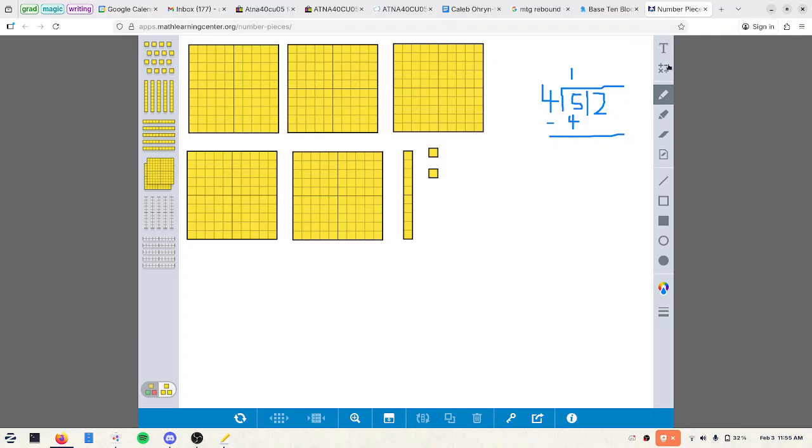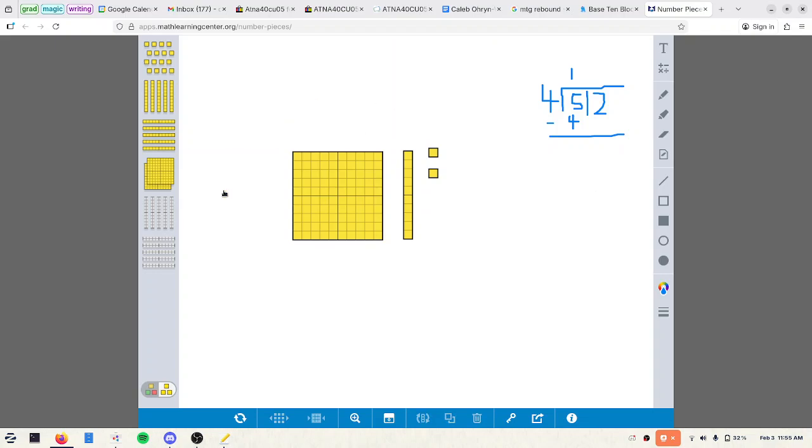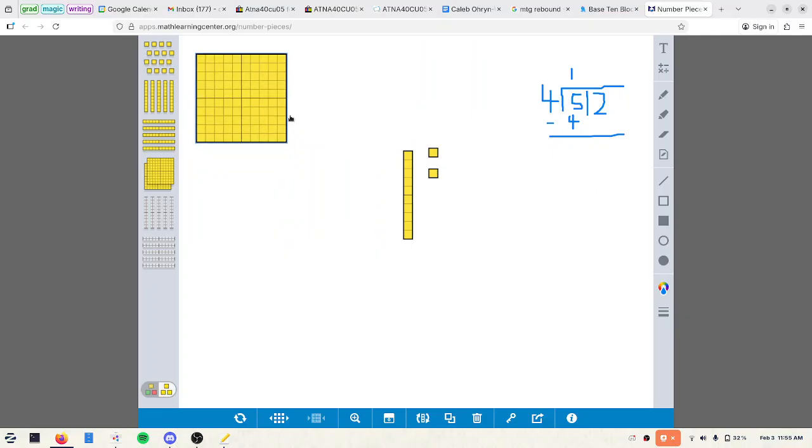And it's important to remember that these are our hundreds. So we're removing 400 from 500. So here's 100, 200, 300, 400. And we are left with 100. And we can represent that on our equation as well. We are left with 100.